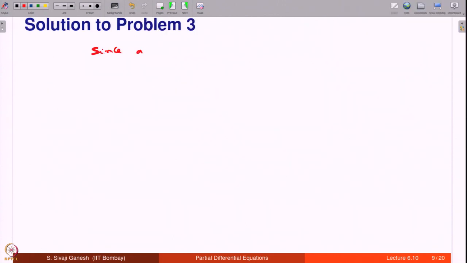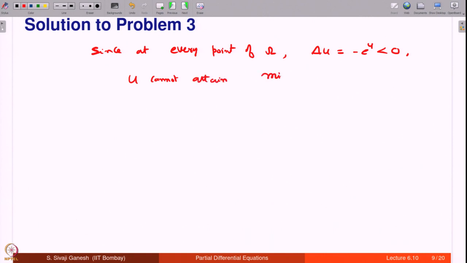Since at every point of omega we have Laplacian u which is equal to minus e power u, and that is strictly less than 0, you cannot attain the minimum of u on omega bar inside omega. The minimum cannot be achieved inside omega. That means the minimum is achieved only on the boundary of omega.